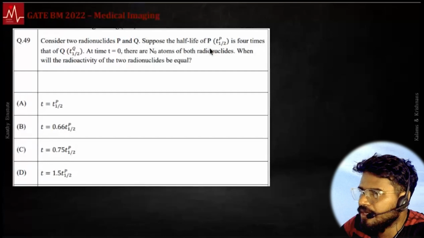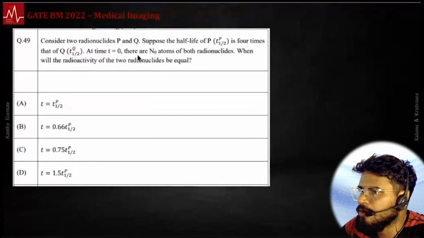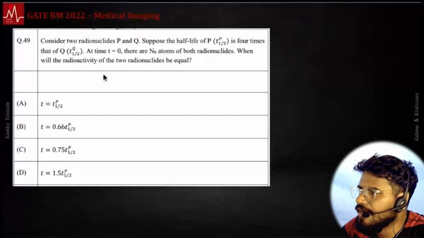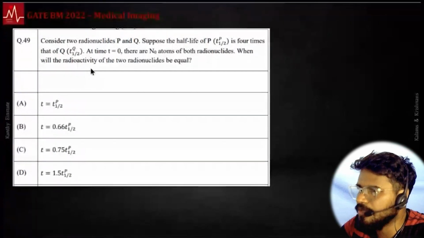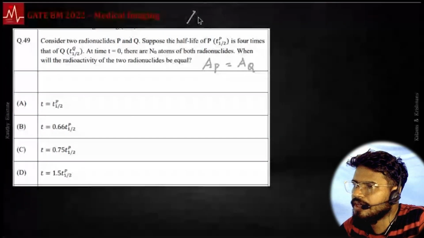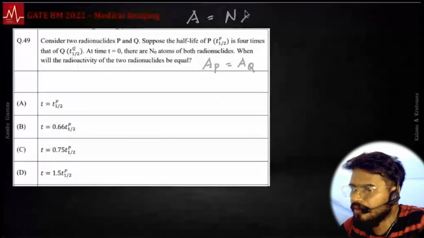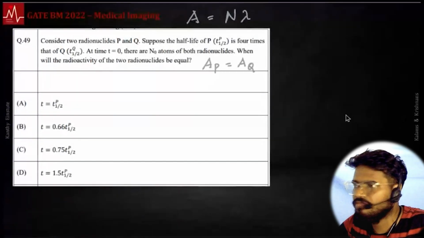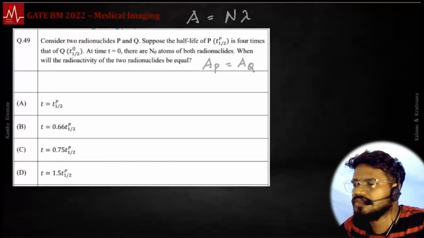This question: consider two radionuclides P and Q. Half-life of P is 4 times the half-life of Q. At T equals 0, there are N atoms of both radionuclides. When will the radioactivity of the two nuclides be equal? When will AP equal AQ? We know that A is N lambda. We have to find lambda, and what is given is T half. This is not the initial AP.